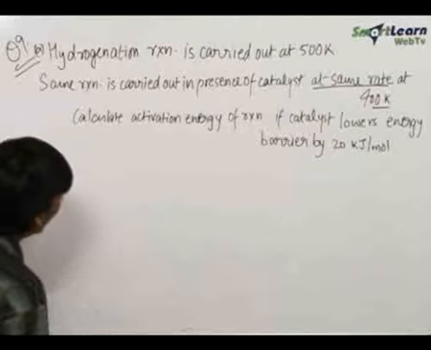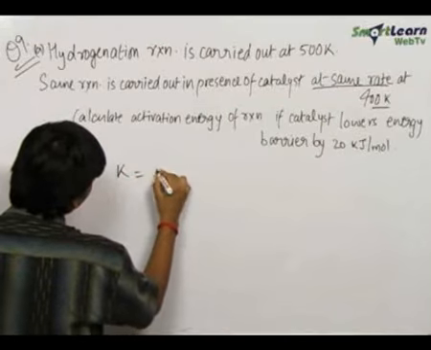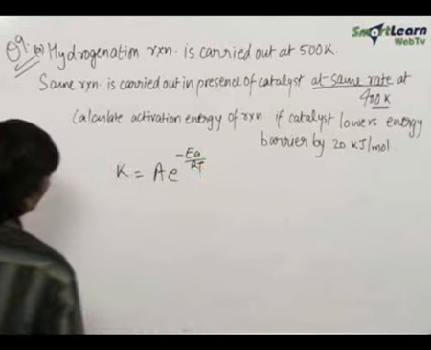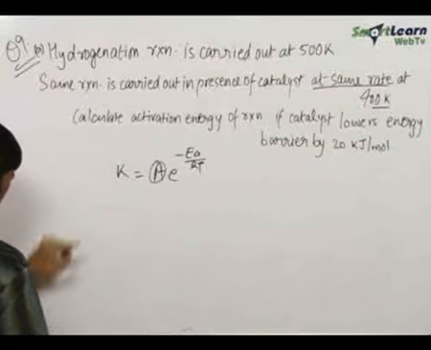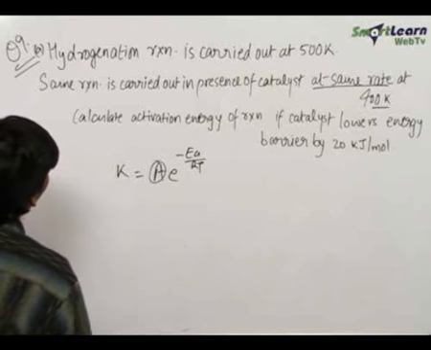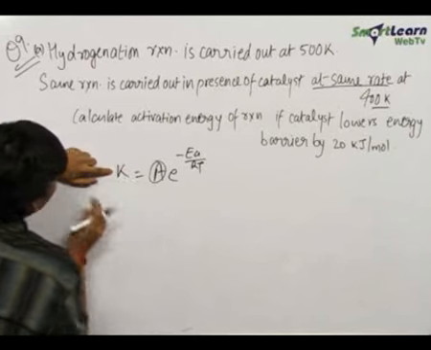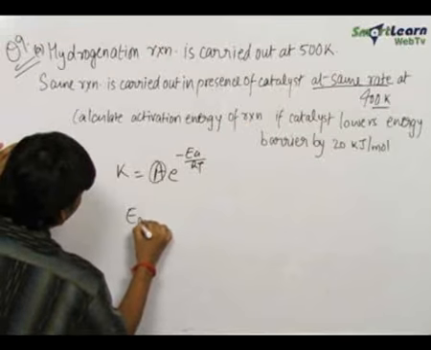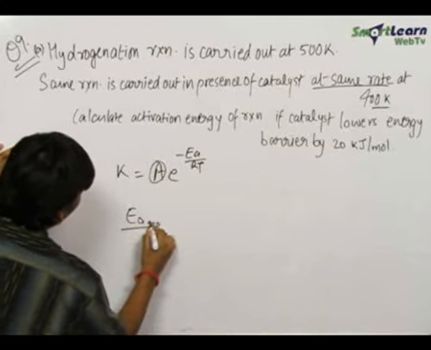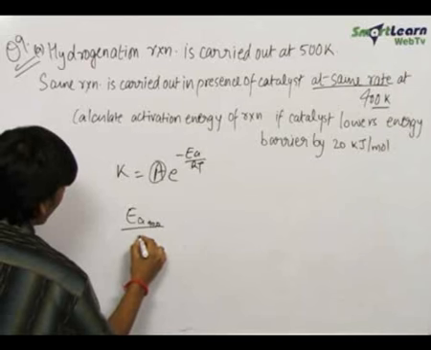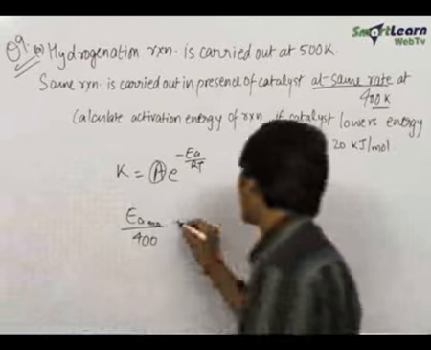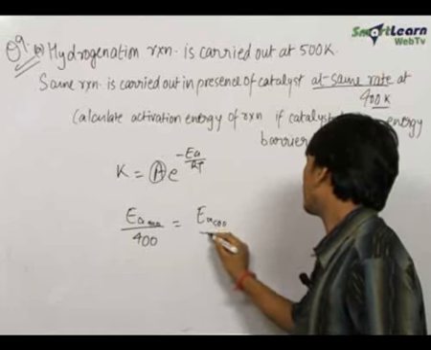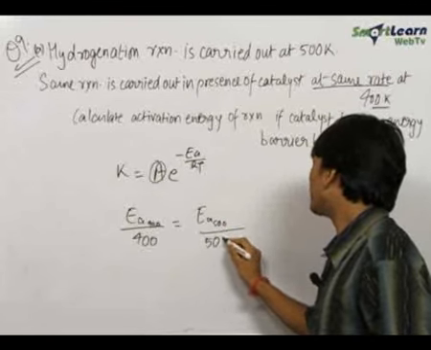Now we know that the formula for rate constant is A into e raised to the minus EA upon RT. Now A does not change with temperature. At the two temperatures 400 Kelvin and 500 Kelvin, we have the value of K to be same. Therefore the value of EA upon RT at two temperatures should be same, that is EA at 400 Kelvin upon 400 Kelvin should be equal to EA at 500 Kelvin upon 500 Kelvin.